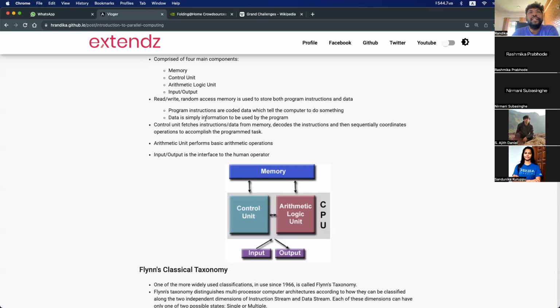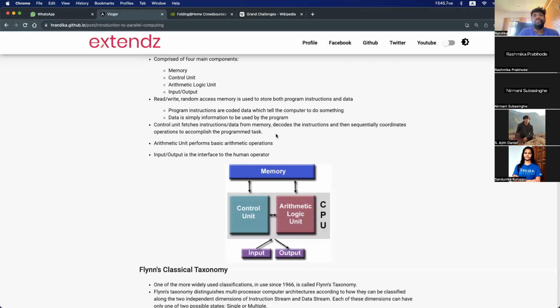Okay, data is simply information used by the programs. Of course, we need to provide inputs and outputs for the instructions. We will see in a little bit how we do these things in a computer. Okay. So the control unit is fetching instructions from the memory, decoding the instructions, and sequentially coordinating operations to accomplish the program task. This is one of the important things.